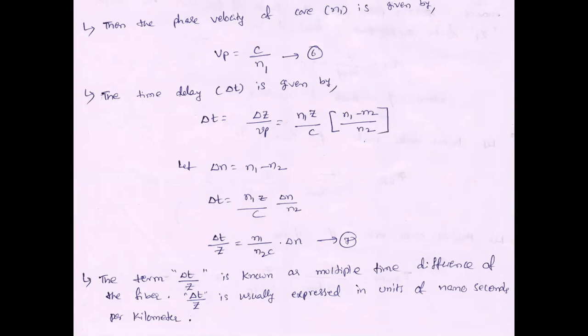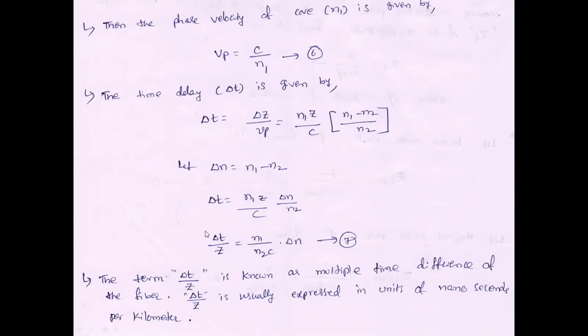Then how much delay are we getting between the straight line path and the zigzag path? Which one takes more time? The zigzag path takes more time than the straight line path. Then delta t is equal to delta z by phase velocity Vp, which is n1 z by c times (n1 minus n2) by n2. For simplification, delta n is equal to n1 minus n2. Then delta t is equal to n1 z by c into delta n by n2. Then delta t by z is equal to n1 by n2 into c into delta n.